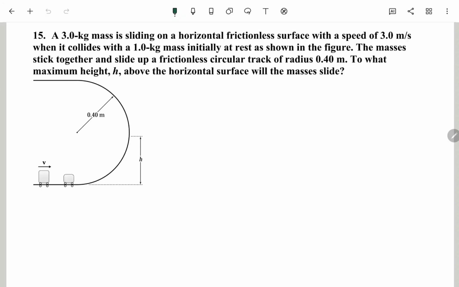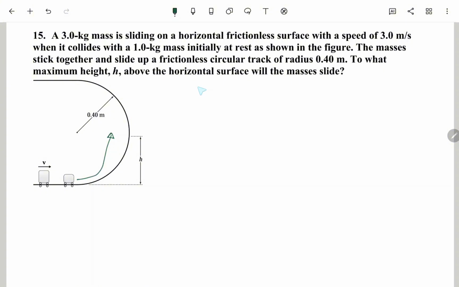Now this situation is opposite to the other one. Now we have here both systems, they stick together and move up to the maximum height. Again, we have here two situations, a collision and energy conservation. So let's calculate the maximum height.